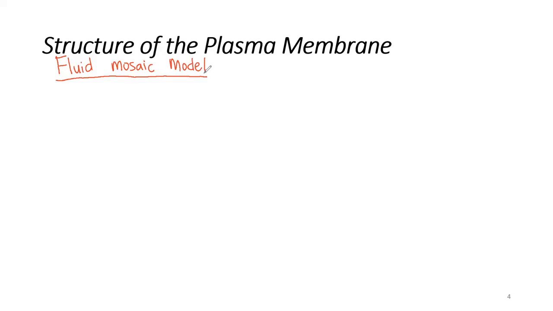We call this a fluid mosaic model because it's not a fixed structure. It's not a constant structure. This plasma membrane is continually changing itself. We're moving new proteins in, we're moving old proteins out, we're changing the amount of cholesterol in the membrane. So it's a fluid situation, very flexible to what the needs of the cell are and to what the environment of the cell is. That's why we use the term fluid mosaic model.